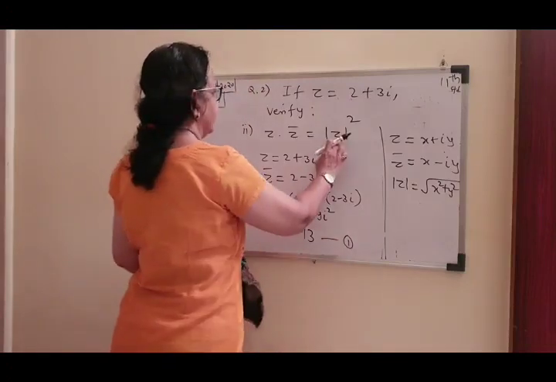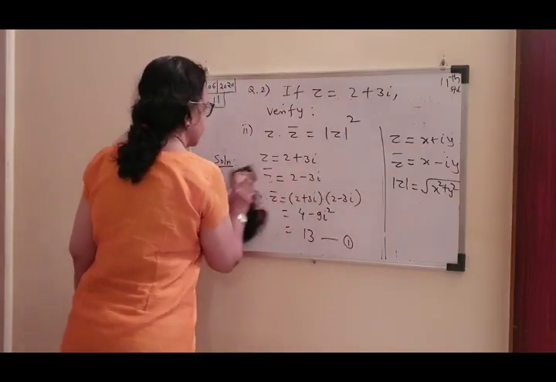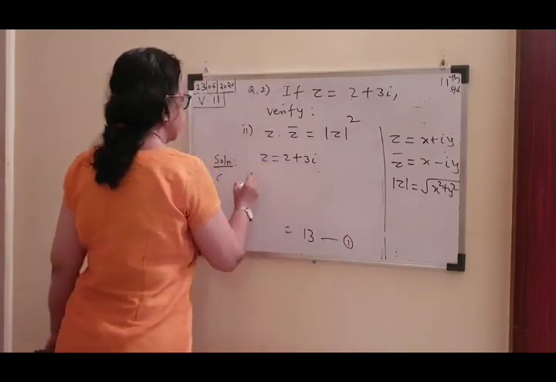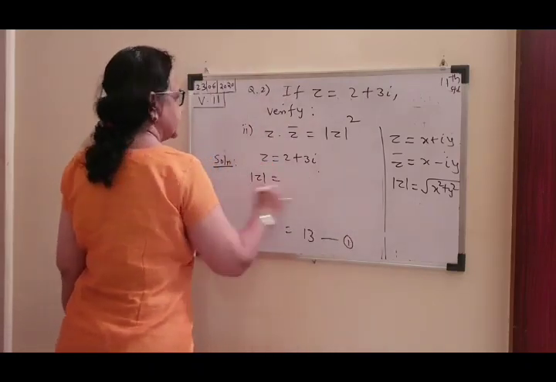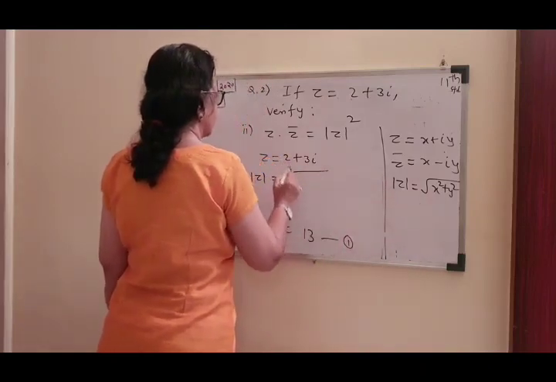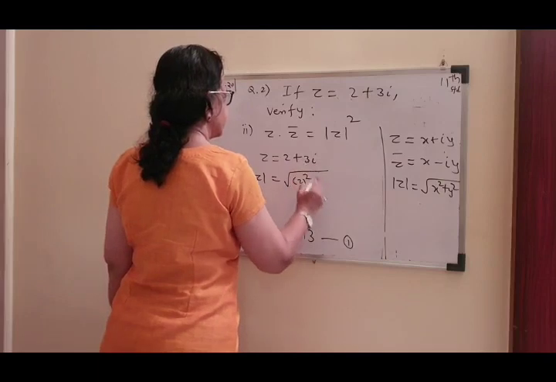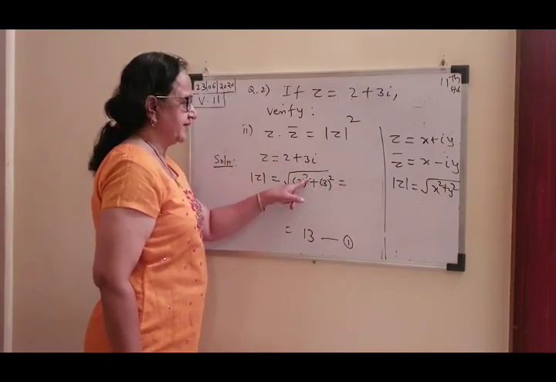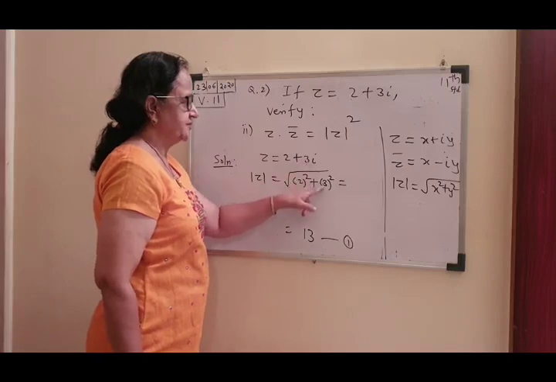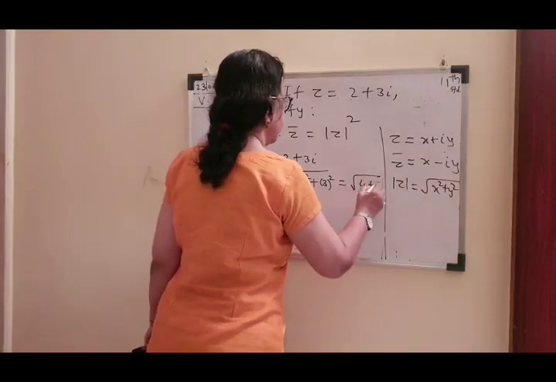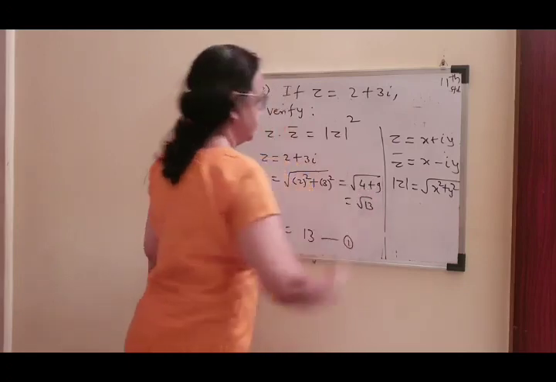Then we will calculate the modulus of Z. So on the next line, I'll just erase this. Consider mod Z. Definition of mod Z: under root x square plus y square. So under root 2 square plus 3 square. You have to take the real part, make a square, plus the imaginary part, make a square. Now 2 square is 4, 3 square is 9. So it is root of 13.